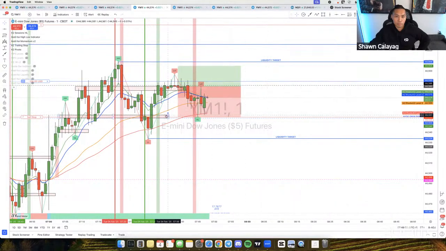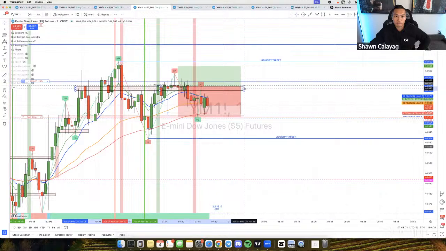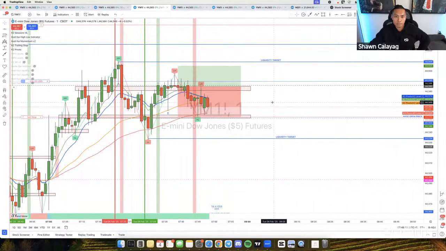We're technically trapped in this consolidation zone right here. Price came back down earlier. It tested that consolidation zone, and let's see if we get back up.